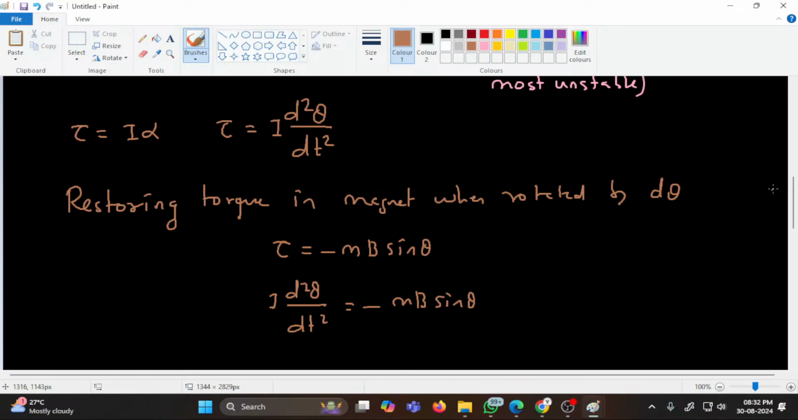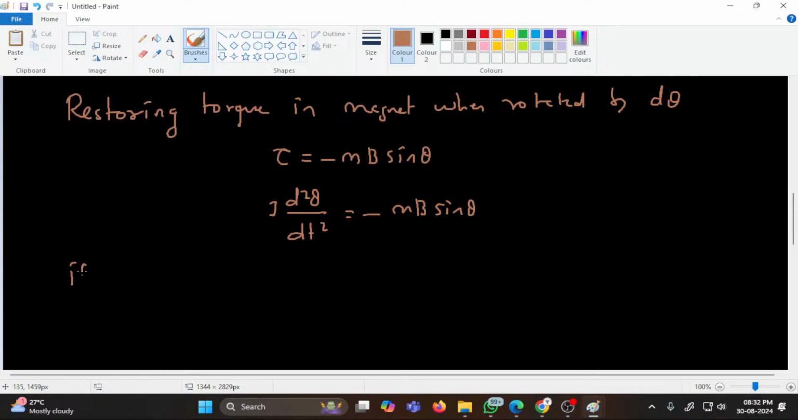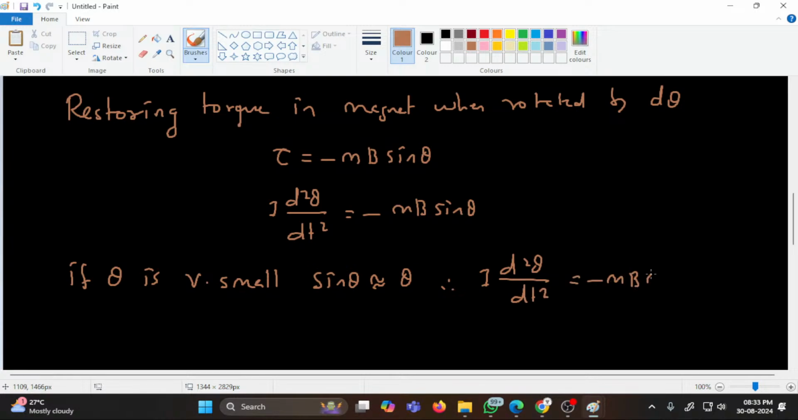Now if theta is very small and expressed in radians, sin theta is approximately equal to theta, so you get I into d2 theta upon dt square is equal to minus mB theta. Or d2 theta upon dt square, that is angular acceleration, is equal to minus mB upon I into theta, and that can be represented as minus k theta.